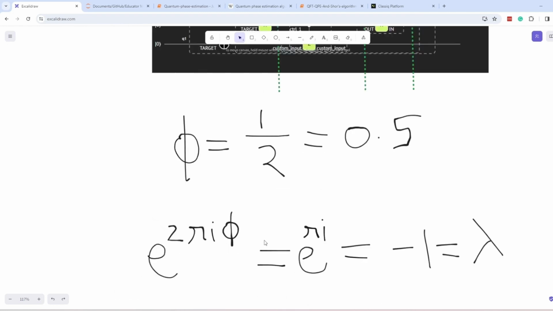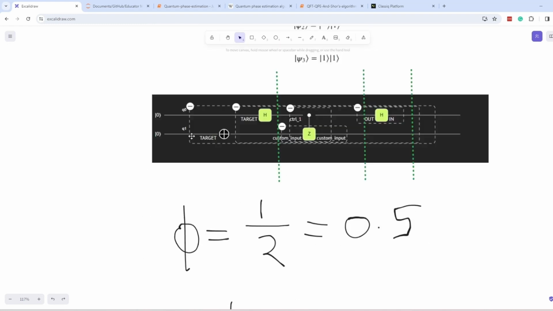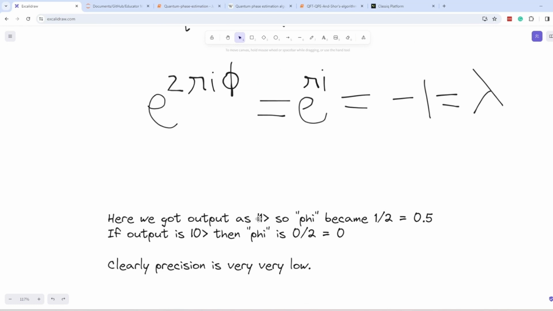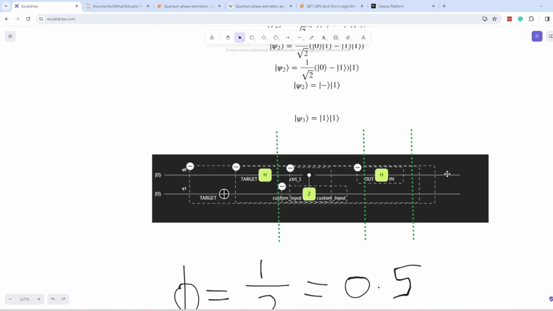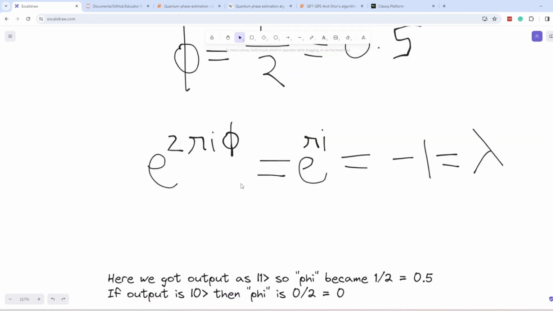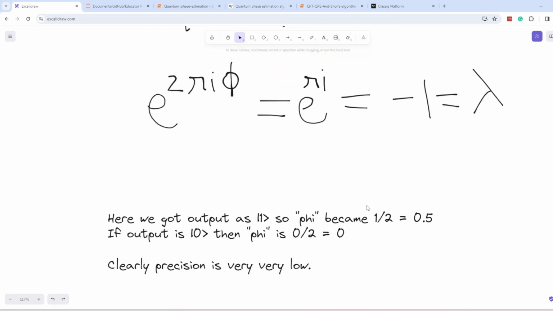So now when we verified both mathematically, let's see what the problem here is. The problem here is precision. Right now we are using a one-bit register, so it offers very low precision. Since we have a 1 bit register, the output might be either 0 or 1. So when the output is 1, phi will become 0.5. When the output is 0, phi will become 0.